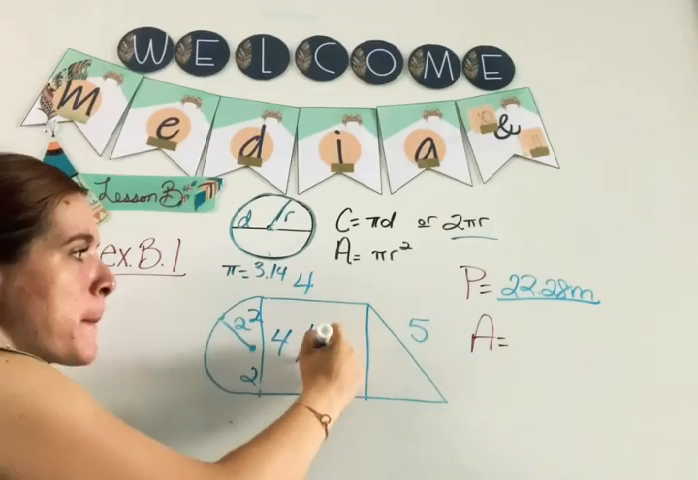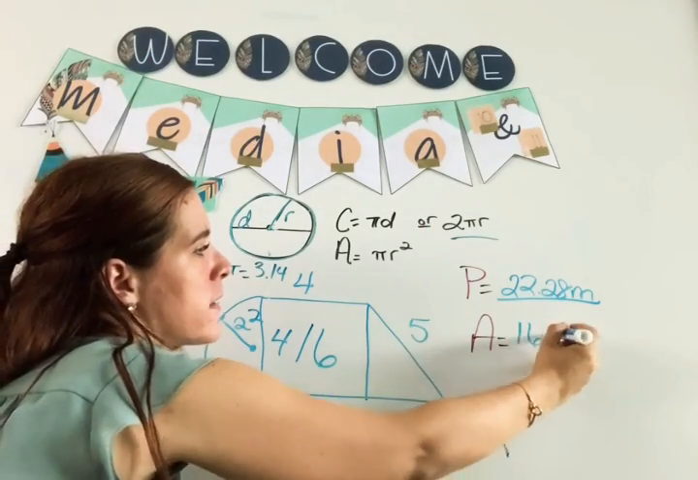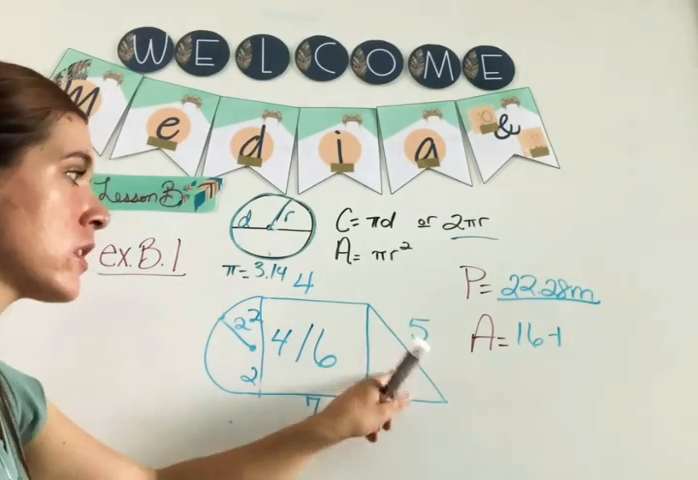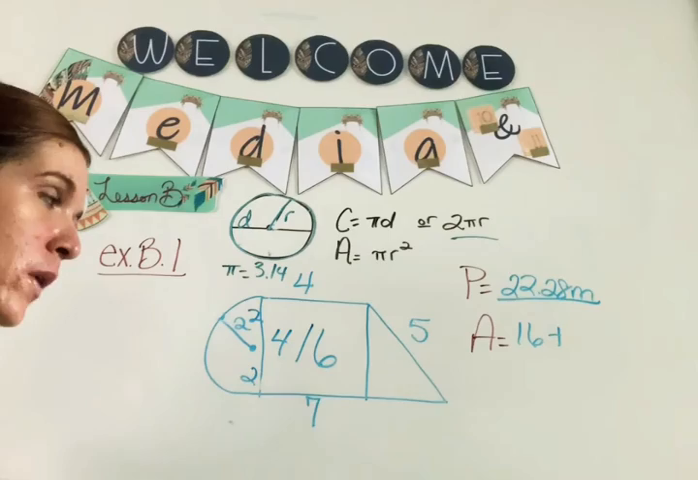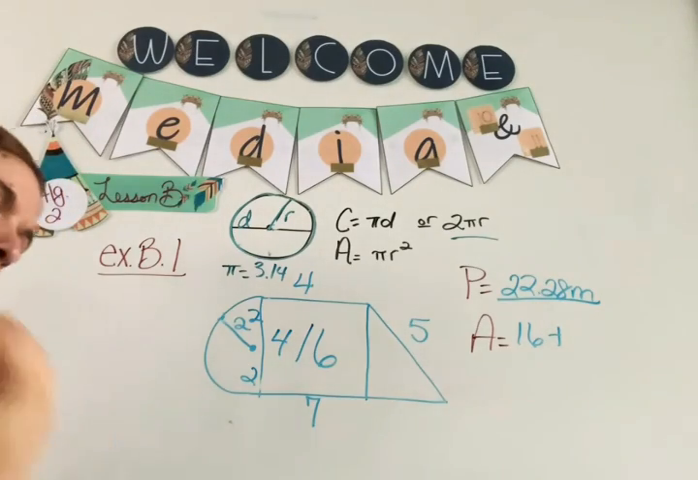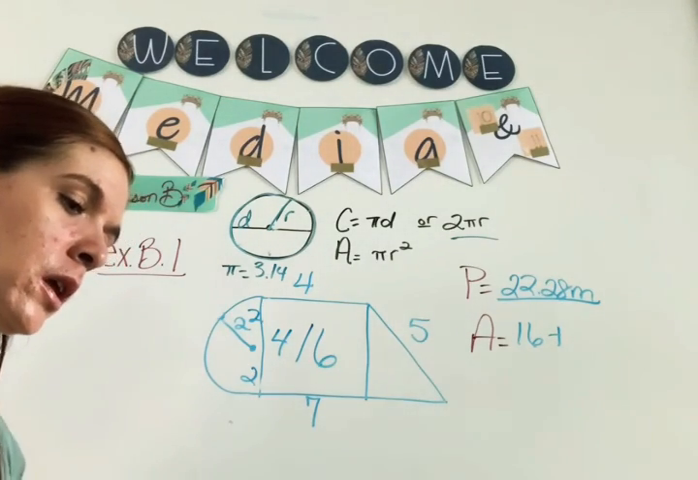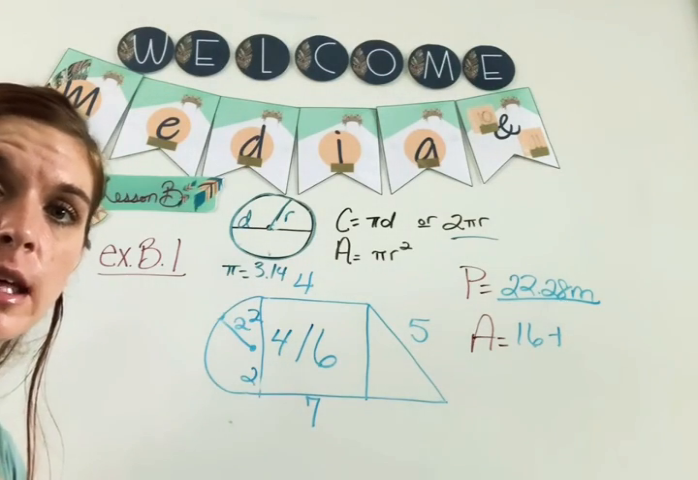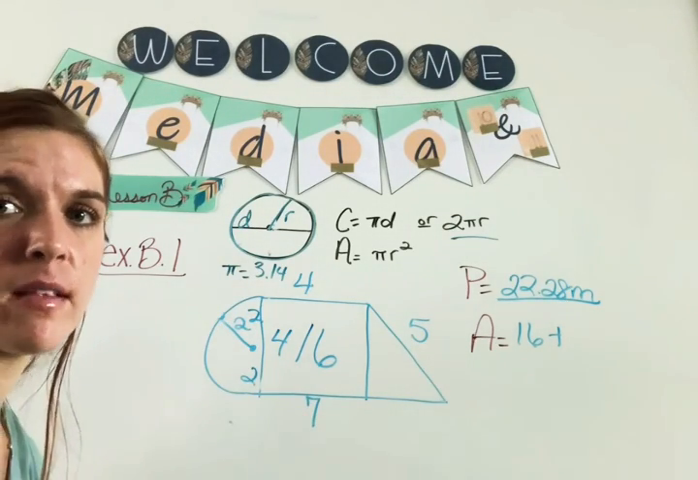4 is 16. So let's just put that over here, 16 plus. So we know the square is 16. Okay, let's go over to the triangle. Do you guys know the area of a triangle? Base times height divided by 2, right?